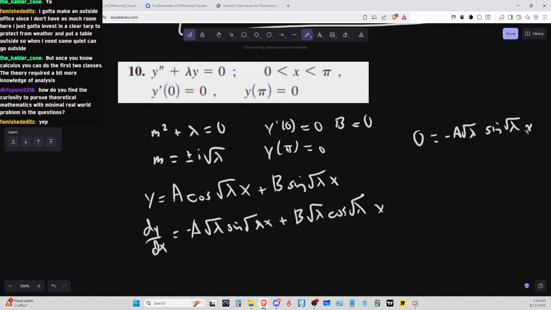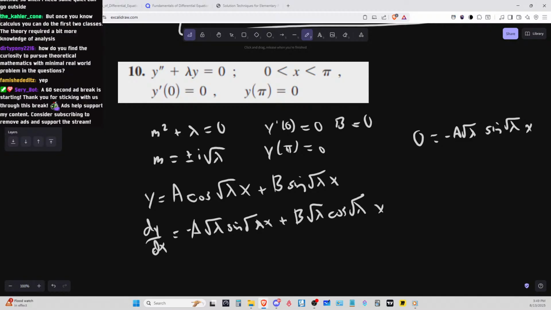But once you know calculus, you can do the first two classes. The theory required is a bit more knowledge of analysis, right? How do you find the curiosity to pursue theoretical mathematics with minimal real-world problem in the questions?